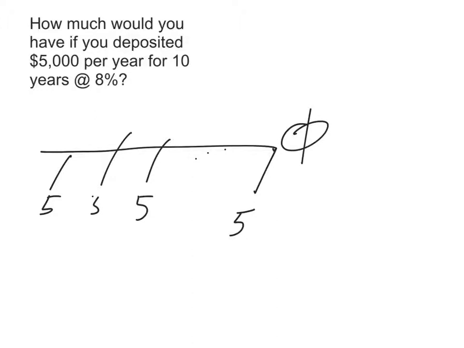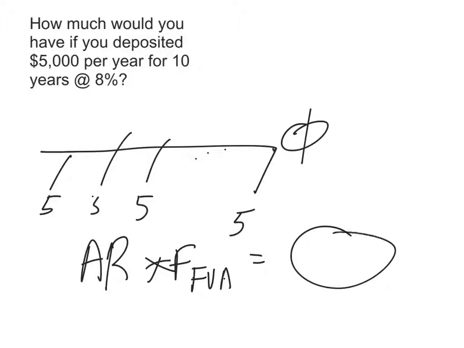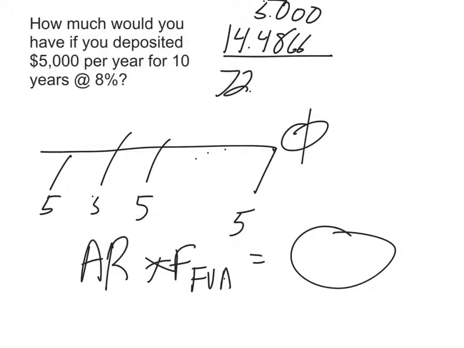So we know we have the 5,000. If we take the annuity amount or the rent payment times the factor for future value of an annuity, we're going to come out with this final amount. The factor, if we look at 10 years at 8% interest, is 14.4866. And if we multiply that by the 5,000 we're depositing, we're going to end up with $72,433.